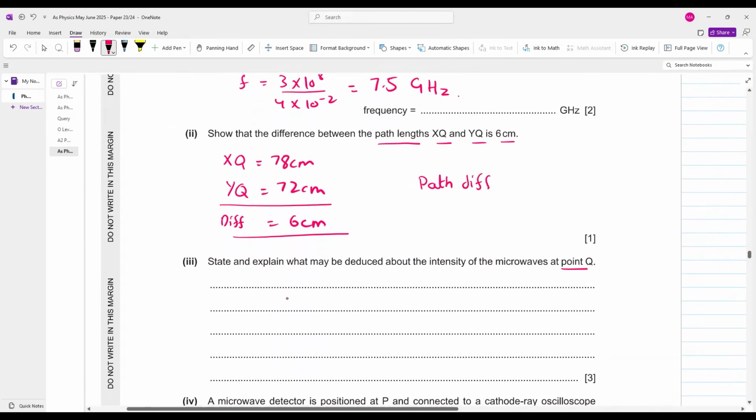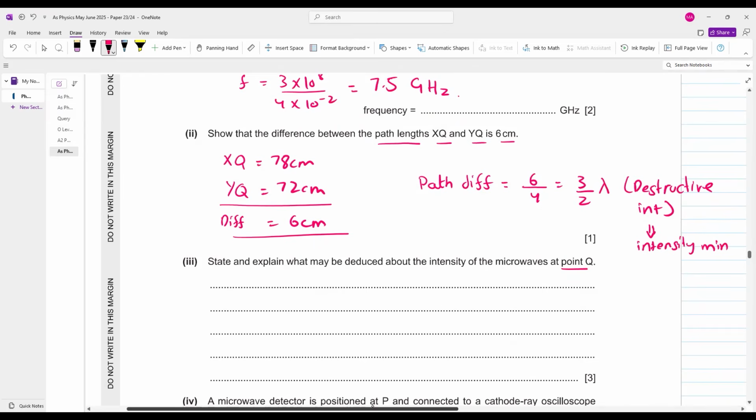Path difference किस तरह निकालते थे? आप difference in path lengths को लेते थे divided by the wavelength. Path difference comes out to be 3 over 2 lambda. Whenever your path difference is 3 over 2 lambda, you have destructive interference. And if you have destructive interference, your intensity will be minimum at point Q.